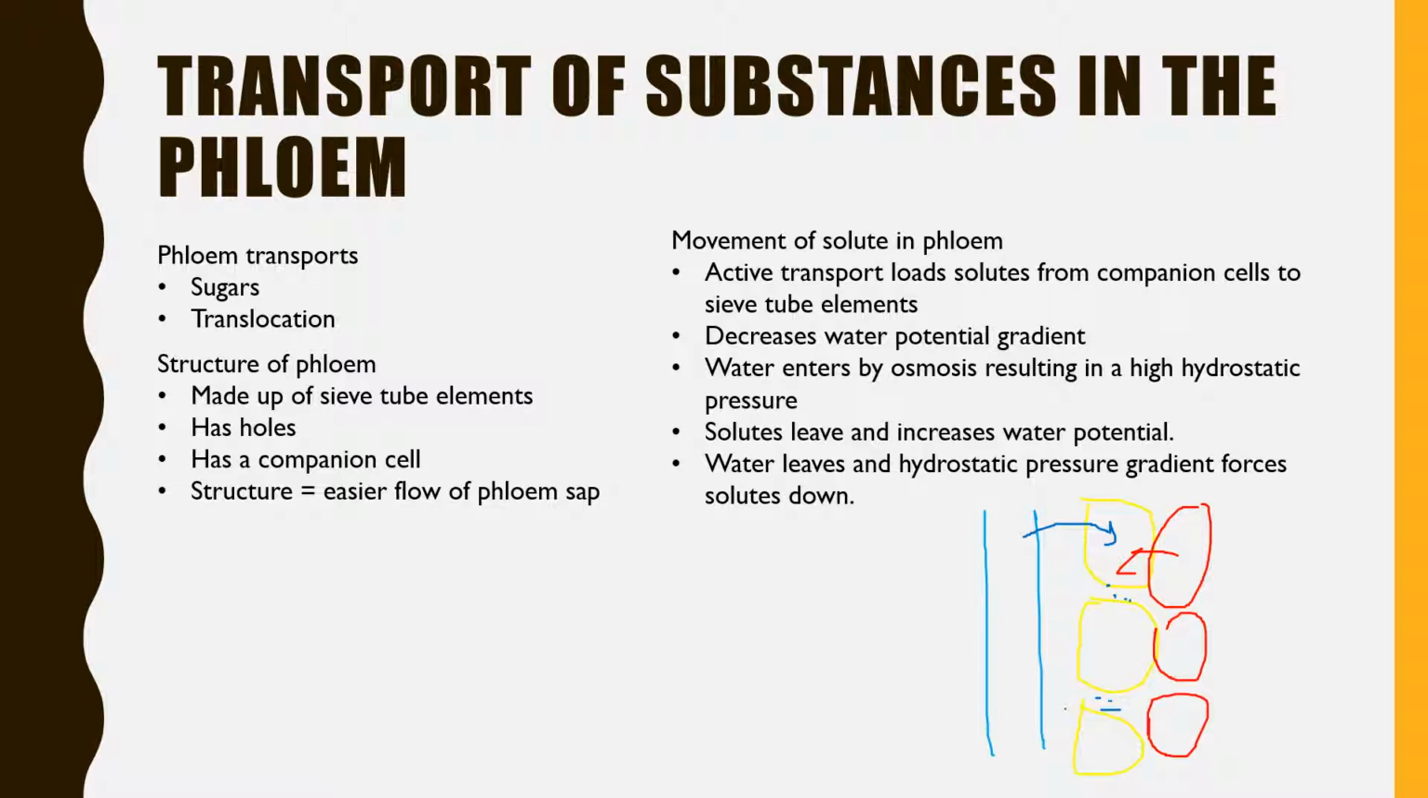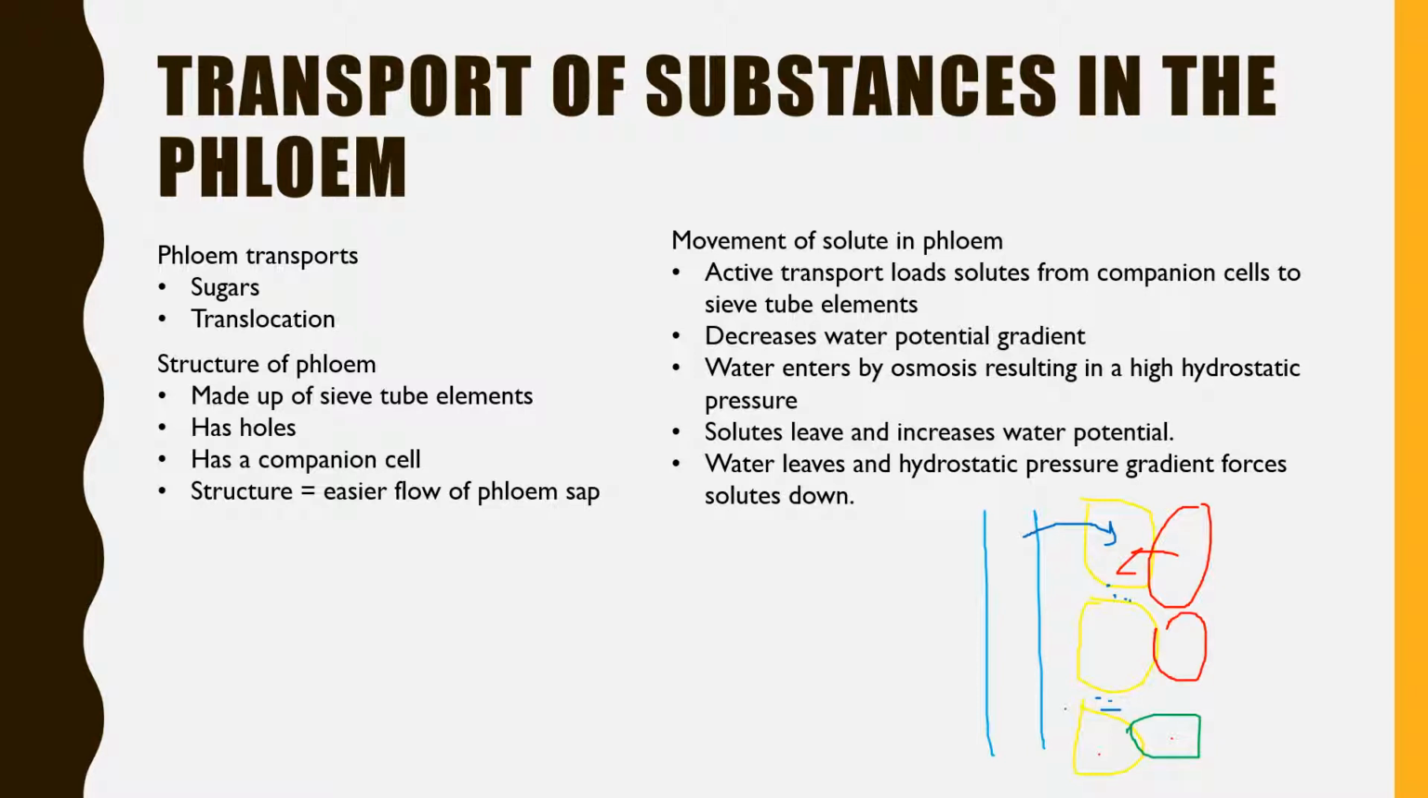there's less solutes in this cell than there is in this cell. This isn't a companion cell. Let me change the color of this actually. Let's say this is a normal body cell. This is a normal cell, alright?